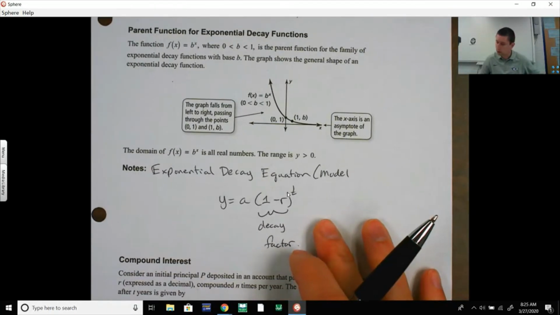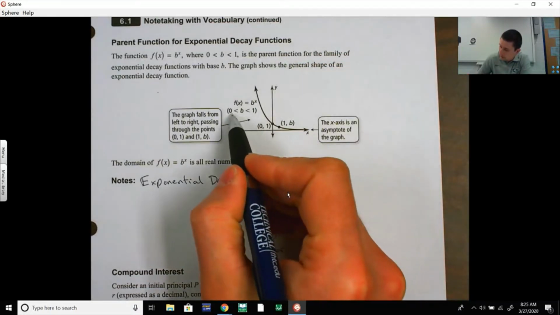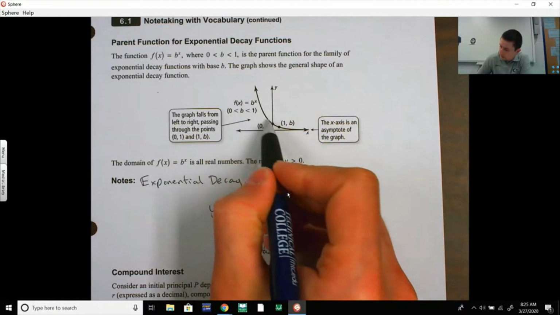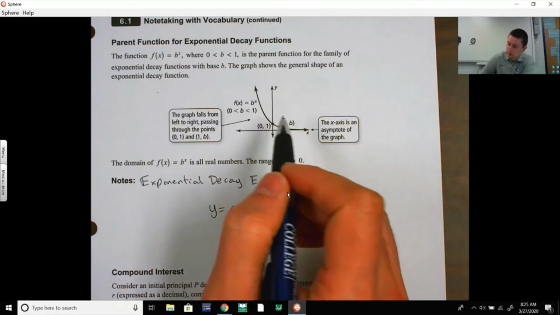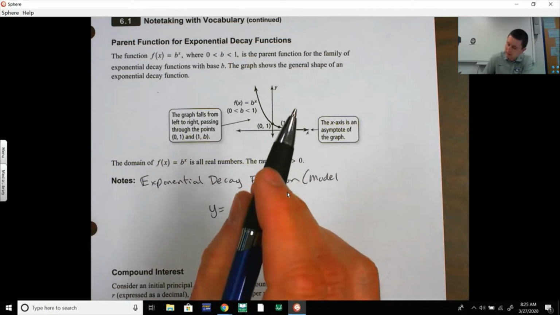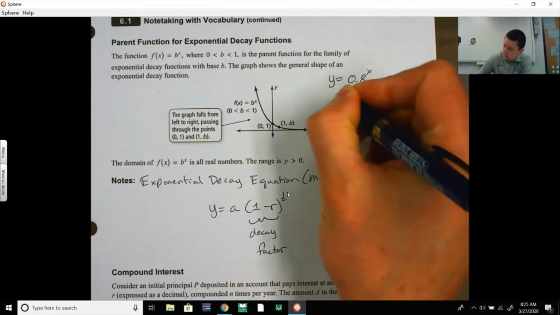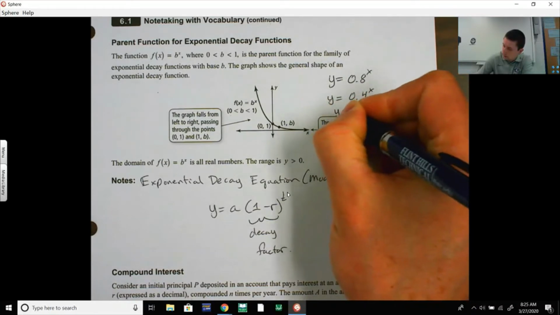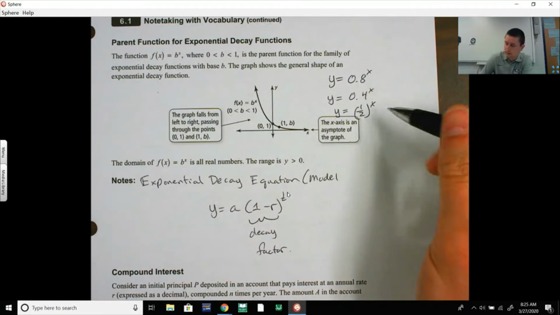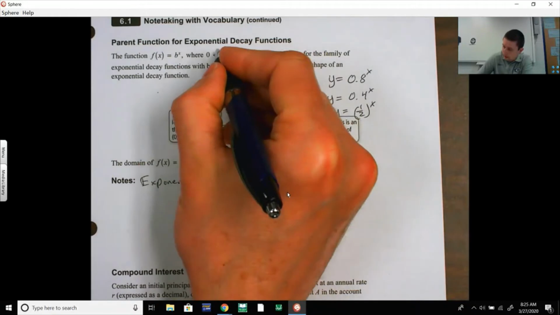Okay, I don't need that page. This one's exponential decay. So this is your decay. It's going down. This is when the b is between 0 and 1. So the graph is falling. So the graph is getting smaller and smaller. This is what they call depreciation. So you buy a new vehicle or a farm implement or something that depreciates, it loses value. So something like y equals 0.8 to the x. Y equals 0.4 to the x. Y equals 1/2 to the x. Okay, all of those would be exponential decays because your b value, your base, is between 0 and 1.